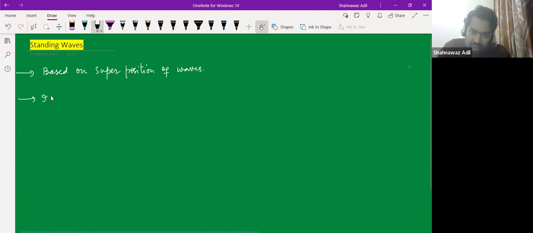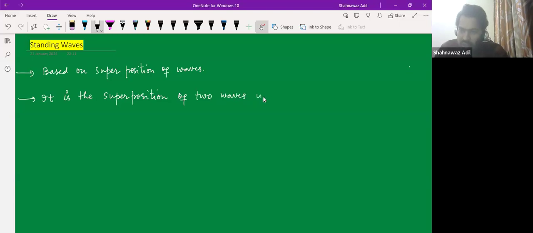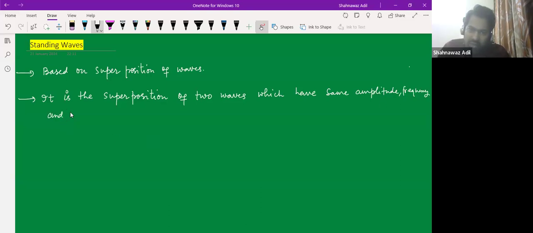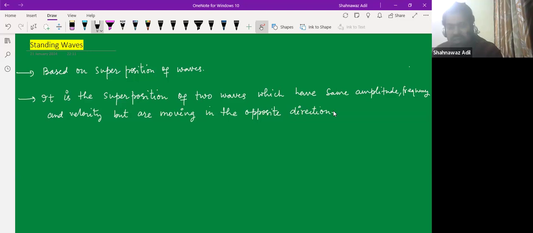It is the superposition of two waves which have the same amplitude, frequency, and velocity, but are moving in the opposite direction. Right, so this is the idea of standing waves.